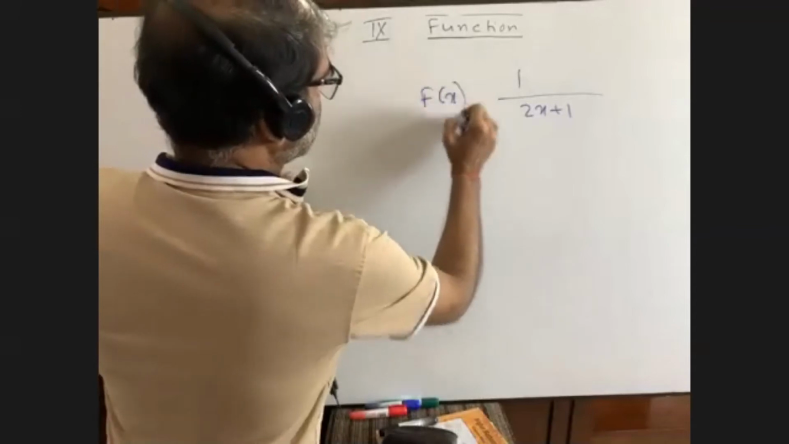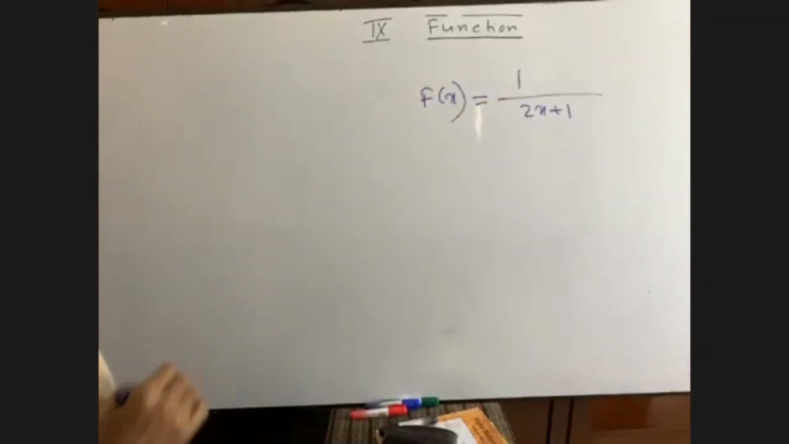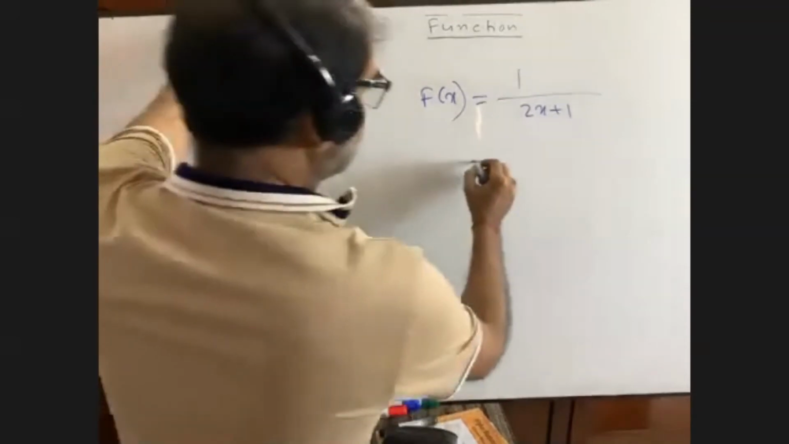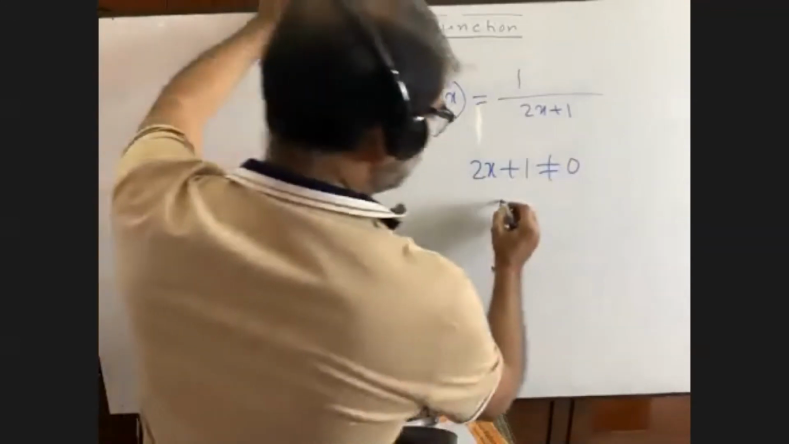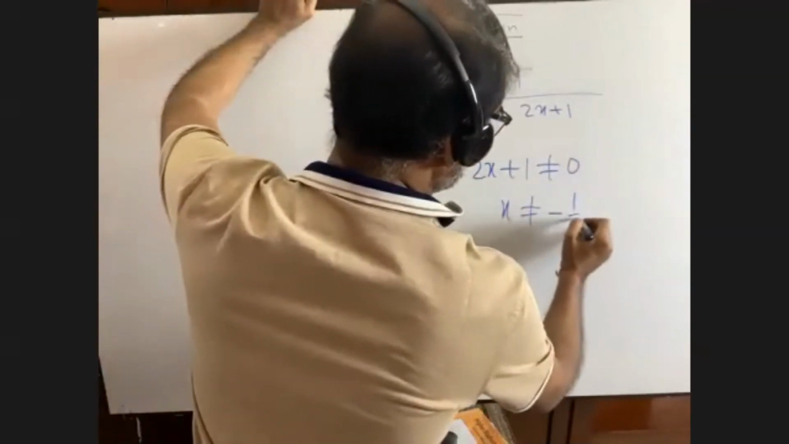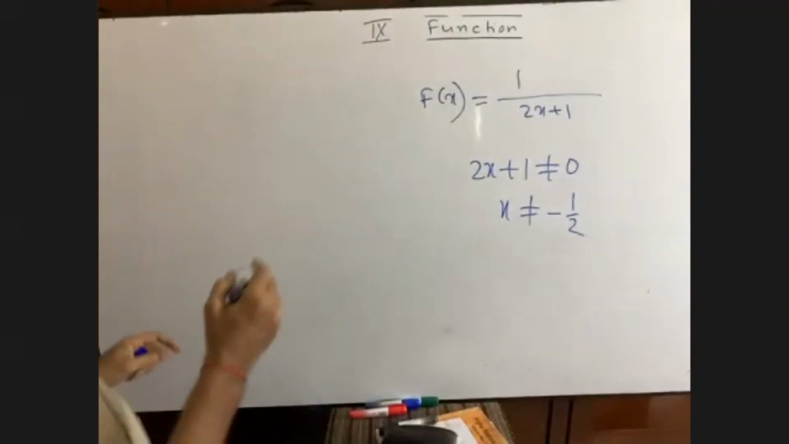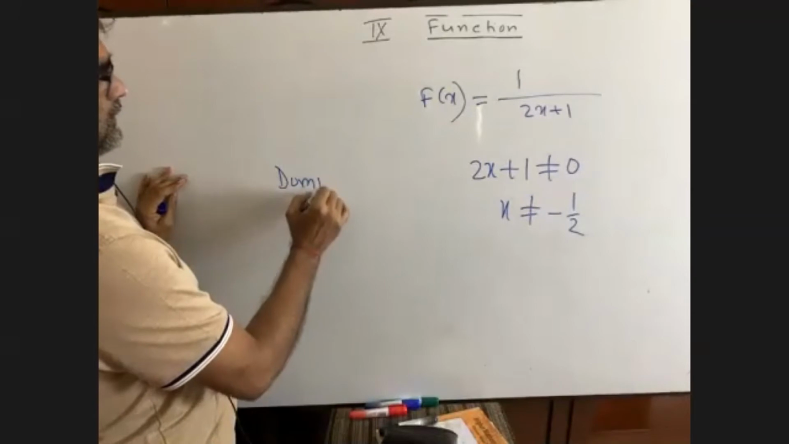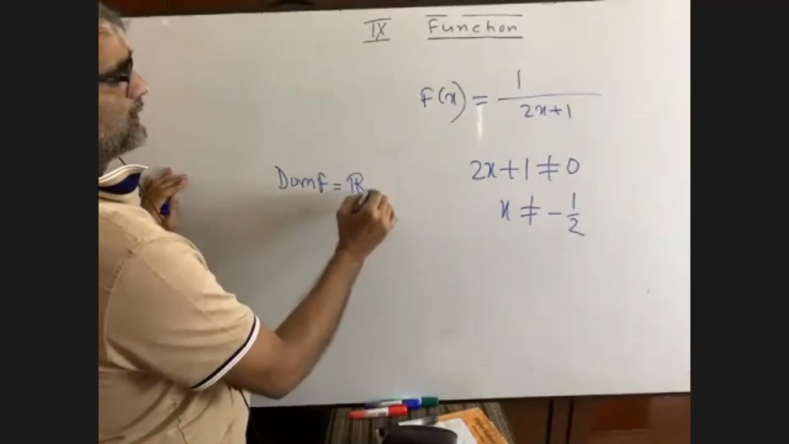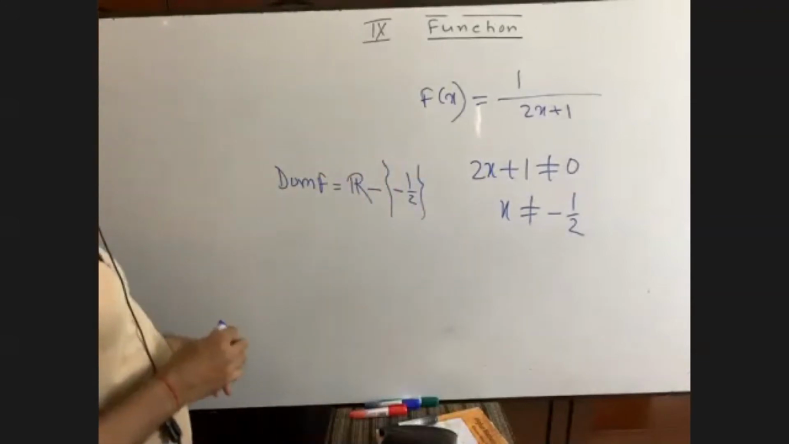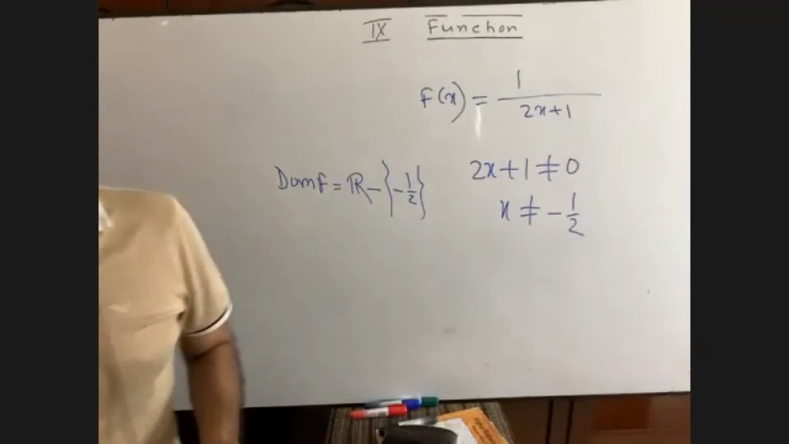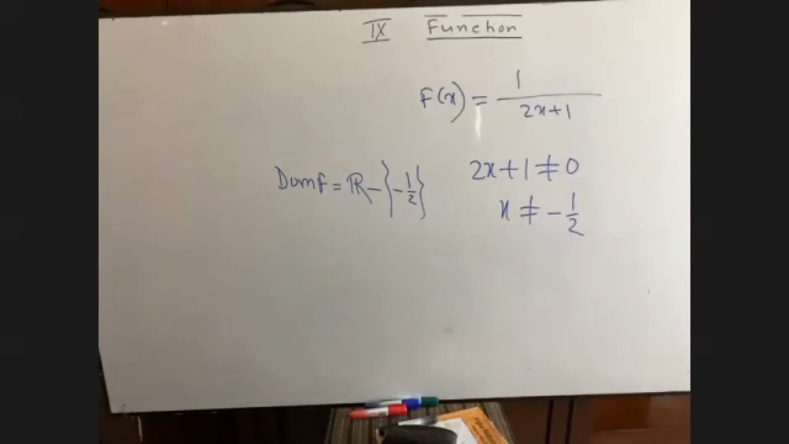Suppose f of x equals this. Now what is the domain? What is the condition? That the denominator is never 0. That is, x is not equal to minus half. So here the domain is all real numbers except minus half. So actually we have a condition on a fraction. Have you got me? We always have a condition on the denominator of a fraction, okay?